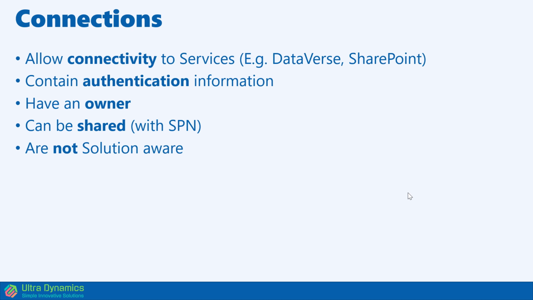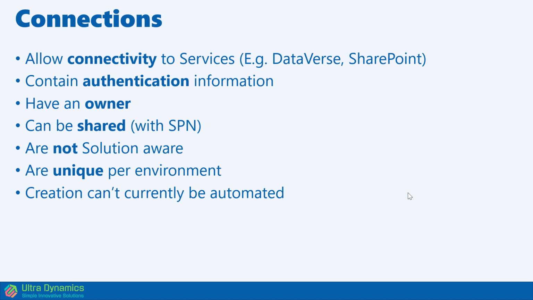And finally, connections are not solution aware. That means you can't put a solution in a connection. So connections are unique per environment. You create the connection for that specific environment, and that connection can only be used in that environment as well. And the final point that I wanted to mention is that currently you can't automatically create connections using an API. So you have to log into the Power Apps Maker portal and create the connections manually before you can use them in pipelines.